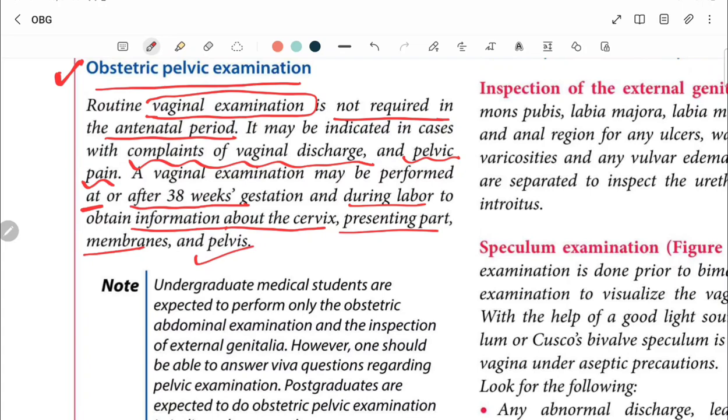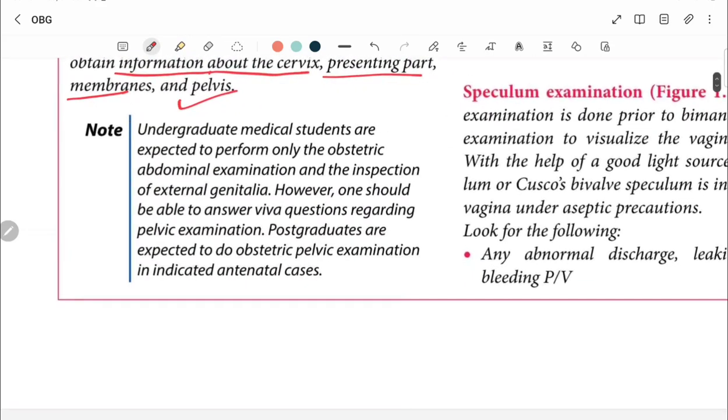So generally in any antenatal examination, you do not perform vaginal examination. There are some exceptions, like if the patient complains of any vaginal discharge or pelvic pain, then you rarely go for vaginal examination. Otherwise, it is done only after 38 weeks of gestation and during labor, to get information about the cervix, the presenting part, the membranes, and the pelvis.